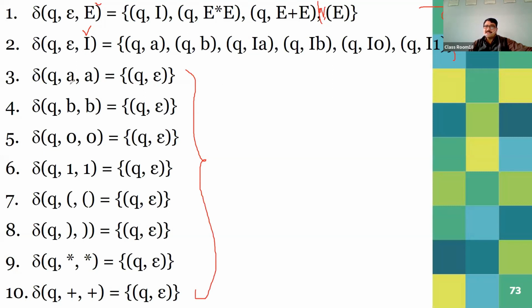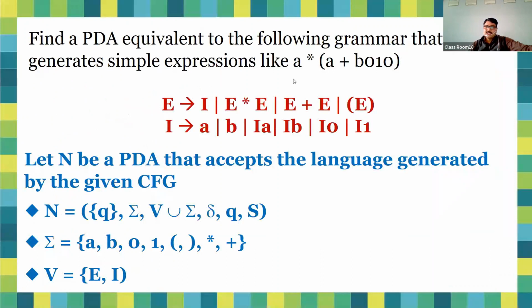You can find here A is the terminal. So in this place, we have to write the value of terminal. B is the terminal, 0 is the terminal, 1 is the terminal, open bracket is the terminal, close bracket is the terminal, asterisk is the terminal, and plus is the terminal. So the total number of terminals is 8 here. So you must write all the transition functions for terminals. So this is the simplest way to find the PDA equivalent as per the context-free grammar. If you feel any confusion, any doubt, then we can discuss it in detail. If anyone has any confusion, this is the simple rule.